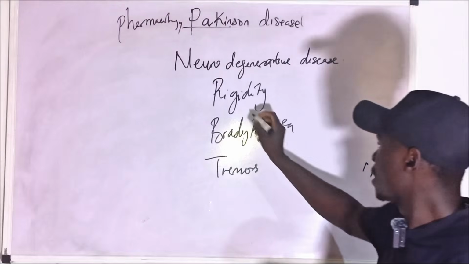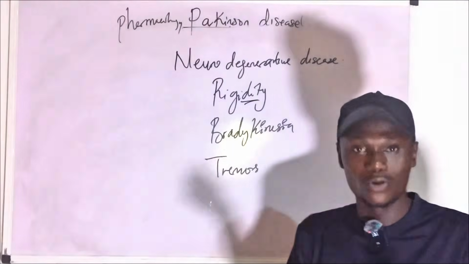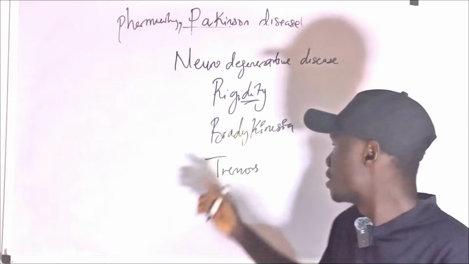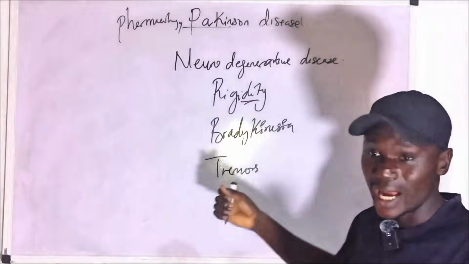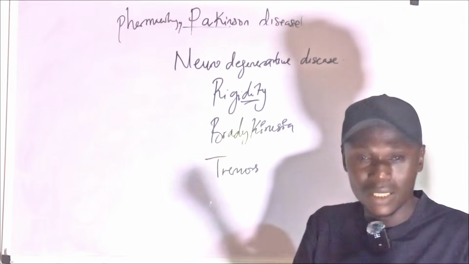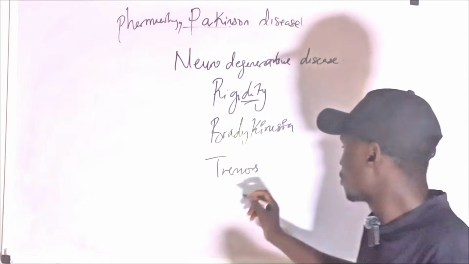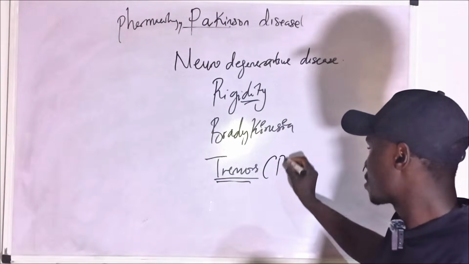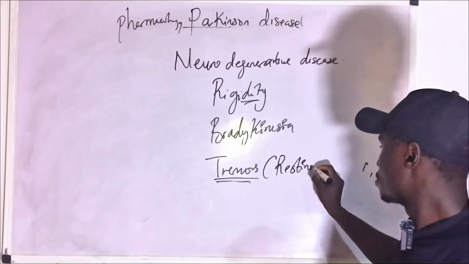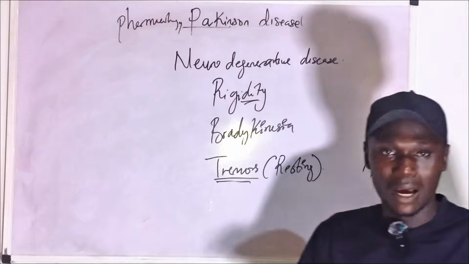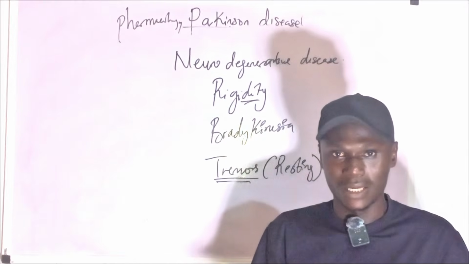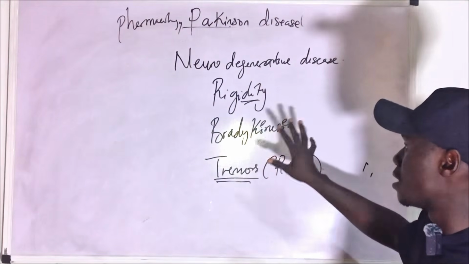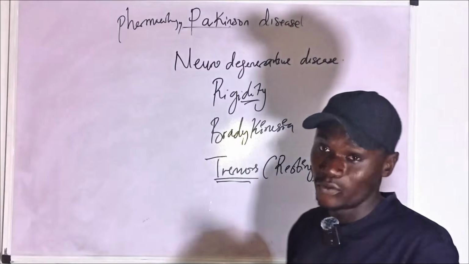Now, once there is rigidity, it means the tone of the muscle is increased. And if the tone of the muscles is increased, they will come down with what? Bradykinesia. The range of movement will be limited. Then also, there will be tremors. The tremors in Parkinson's are resting tremors, meaning the patient is at rest and their hands are shaking. Are you getting it now? So these are the three main features of Parkinson's disease.